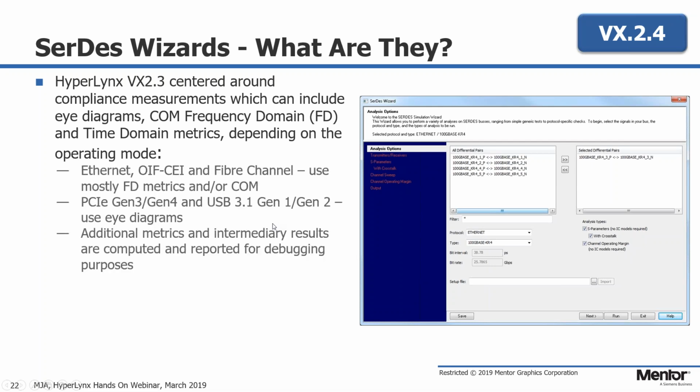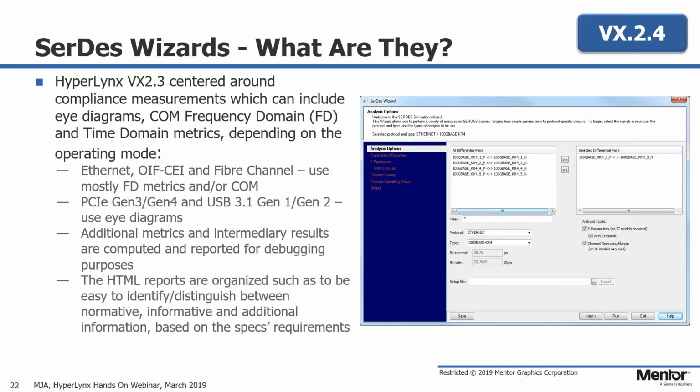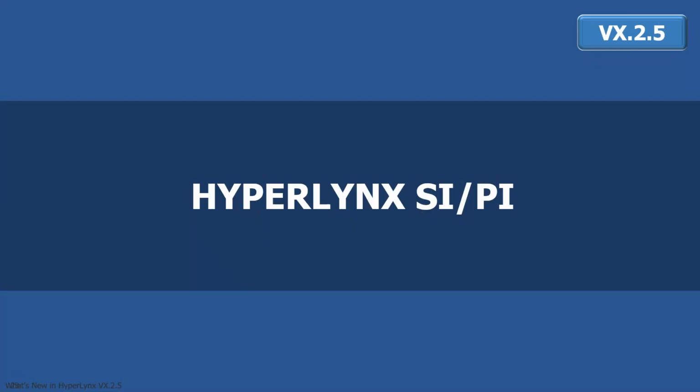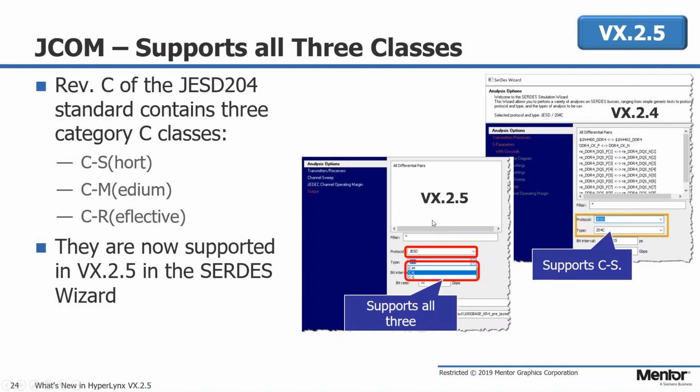So here are some of the examples of the things that we do cover with that. So Ethernet, Fibre Channel, PCIe, USB. All right, so moving on to what's in 2.5 now. Back to that SERDES compliance wizard, we added in Rev C of the JEDEC standard listed up there. So short, medium, and reflective. Those are now available as options in that compliance wizard.